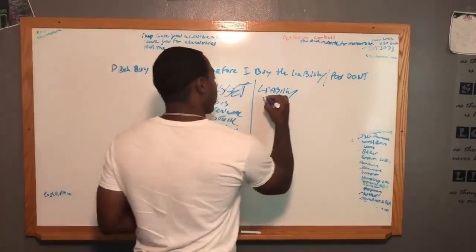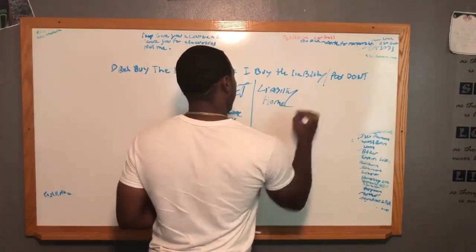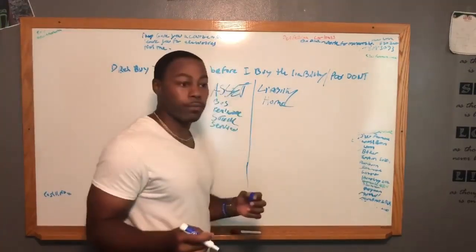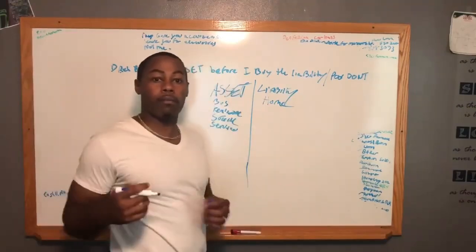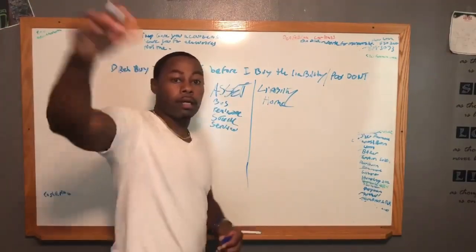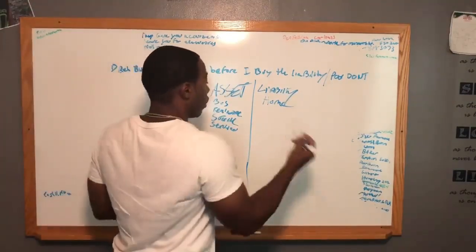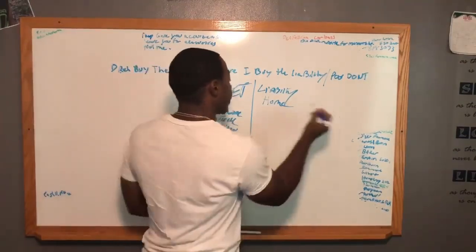And then over here, your liabilities, like your home. The only way your home would be an asset is if you were renting out rooms and making money every month. Are you doing that with your property? You got other people staying in your house? Then that could be over here. If not, it's a liability.